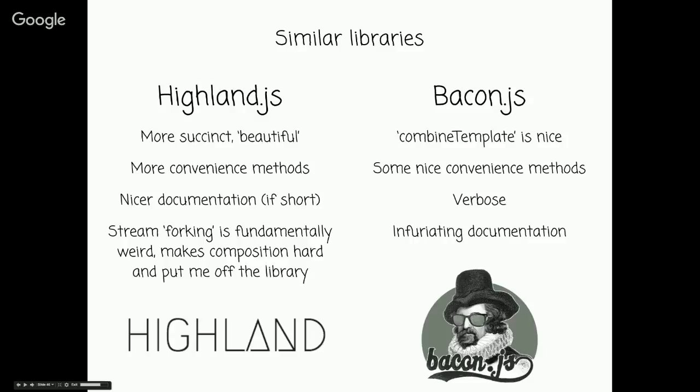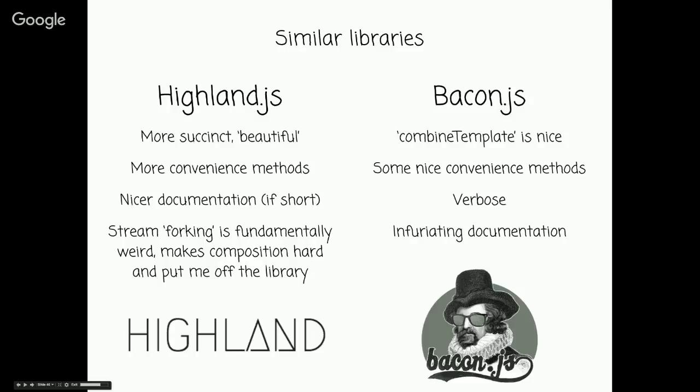Let me just talk about these other libraries. I started out with Bacon.js, and that's when I first encountered this streaming concept, and it was very interesting. I won't get into details too much, but there's a thing called combineTemplate. That's quite a nice feature where you combine these asynchronous things down into objects. You can check that out. There's some nice convenience methods in there. It's a bit verbose, and I found the documentation a bit annoying. It's all on one page, but it's not organized very nicely, and it was hard to find anything. Sometimes examples weren't great, so I moved on.